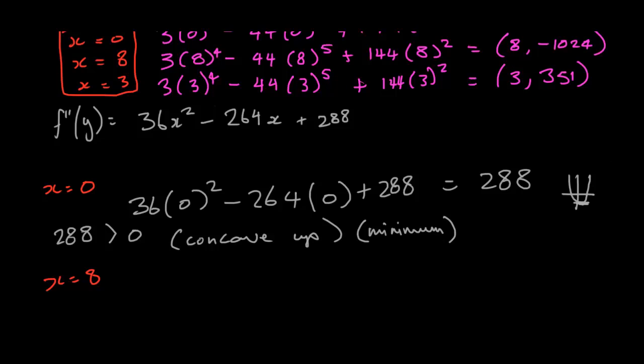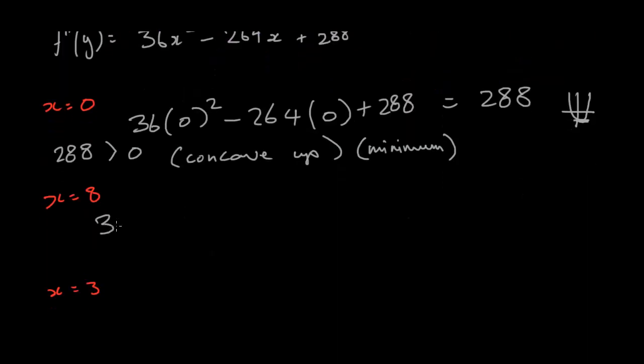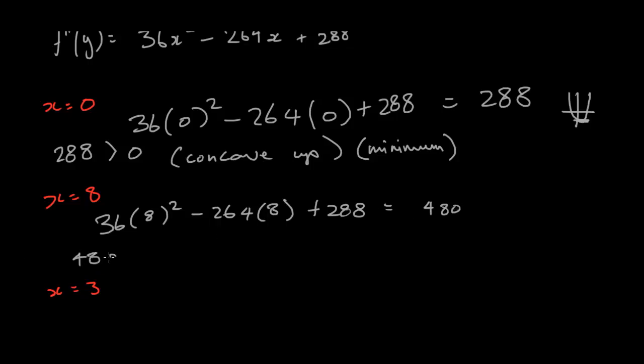Okay, sweet. Now we can move on to x equals 8. So 36 times 8 squared minus 264 times 8 plus 288 equals, so into my calculator, straight in it goes, it equals 480. So once again, 480 is bigger than 0, and hence it's concave up. Anything bigger than 0 is concave up, anything smaller than 0 is concave down, anything equal to 0 is basically an inflection point. So now we can pretty much just say again, it's a minimum.